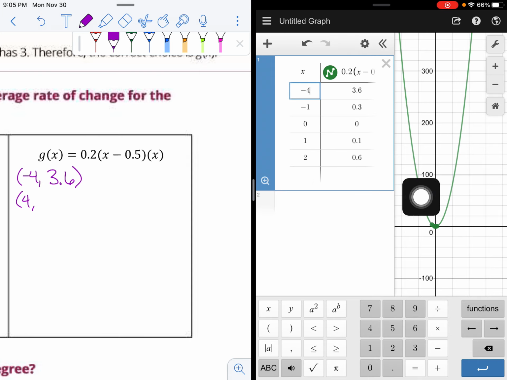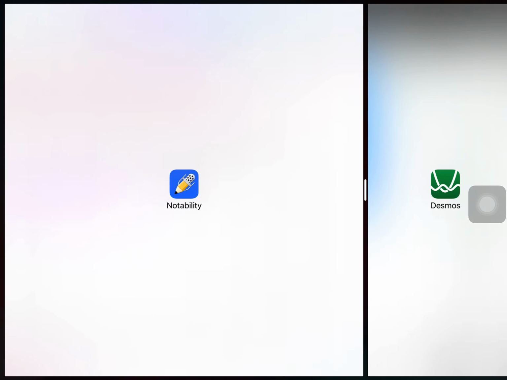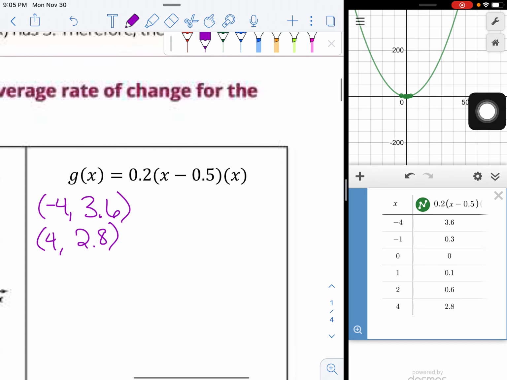Or the other option you can do is down here, there's a little blank spot. If you tap in the x value of the blank spot, you can just type in the next value. I'm looking for 4, so that's going to be 2.8. And now I'm just going to slide Desmos over just a little bit. All right, I will use it as a calculator in just a second.